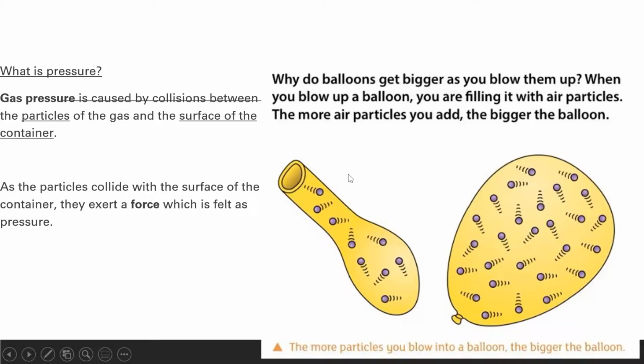So we've got 2 balloons. One's not been blown up, like one you buy from a shop, and one that someone's blown up. Why do they get bigger? You're filling it with air particles from your own breath, or you could use a pump. The more air particles you add, the bigger the balloon. There's actually a pressure inside the balloon caused by the air particles hitting the inside. It's so small you don't feel it directly hitting, but everyone knows if you put a pin into a balloon, it bursts. It's under a lot of pressure. All the little particles are bumping into the surface all the time.